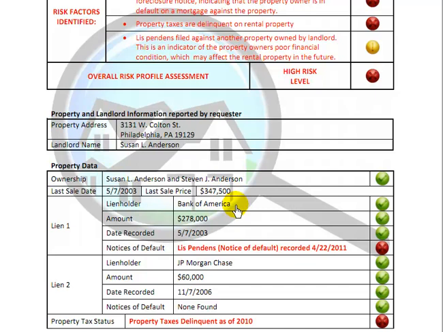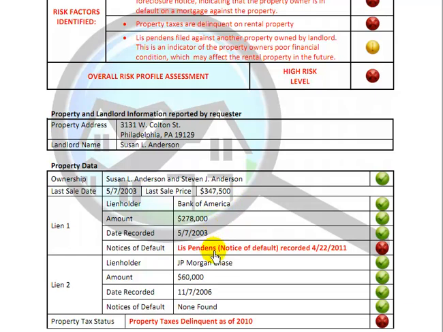Now we'll come into one of the most important pieces, and we'll tell you what liens there are against this property. Liens are mortgages or loans that are made with the property as collateral for the bank. So the first lien, the first mortgage, was from Bank of America, $278,000 that was given on the date of sale. So this was money that they bought the property with.